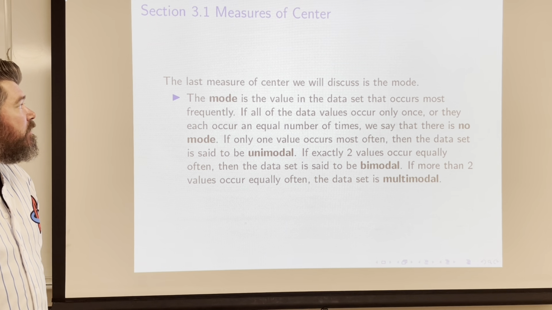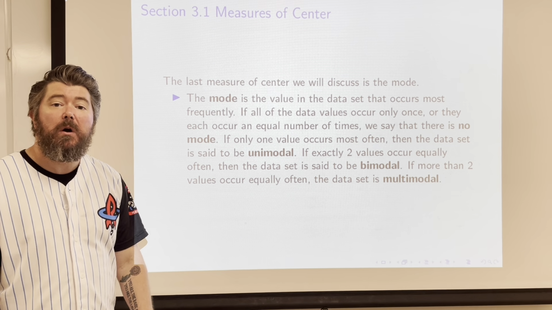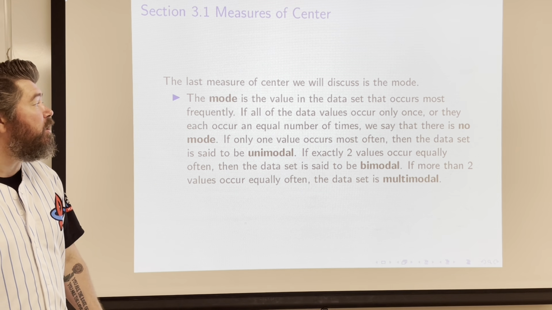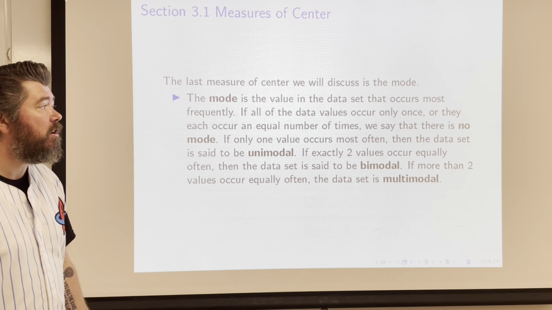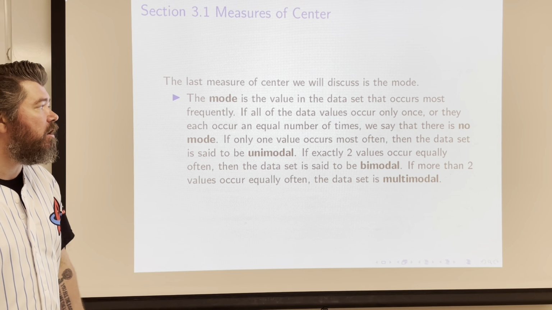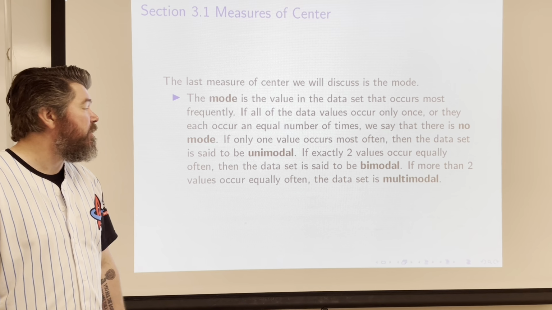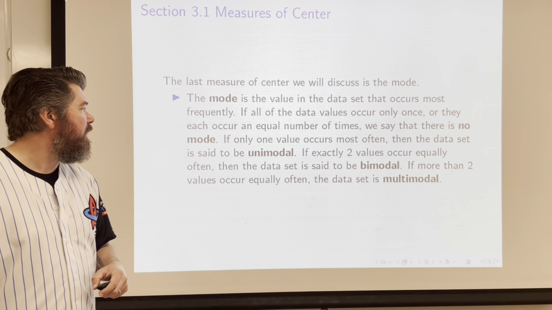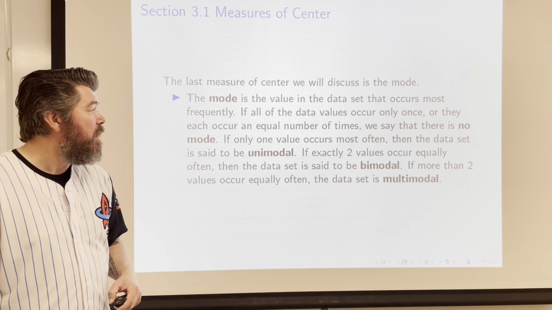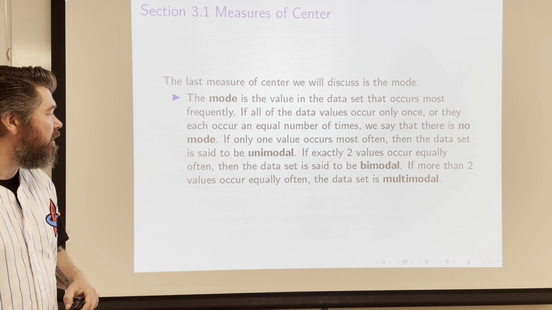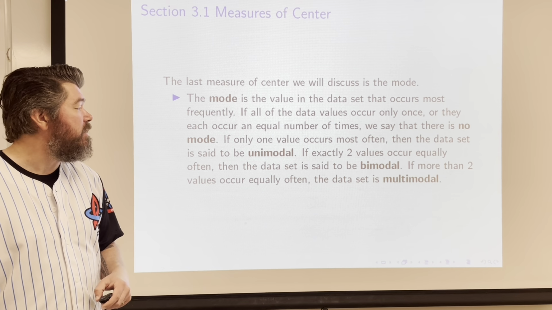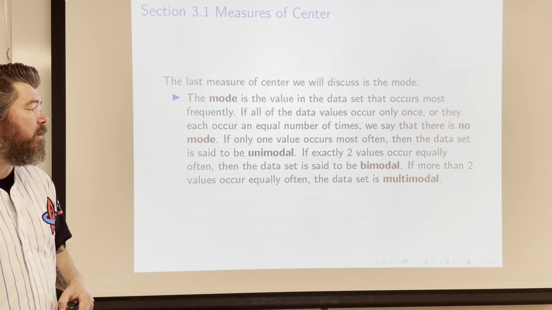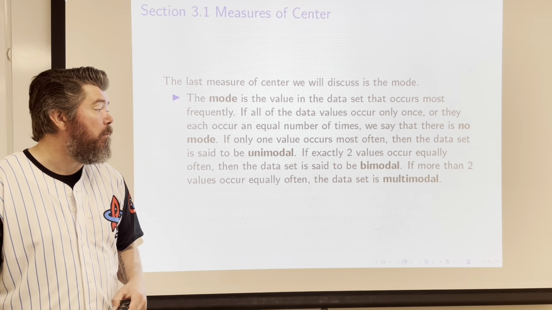And then finally, the last measure of center we will discuss is what we call the mode. The mode is the value in the data set that occurs most frequently. If all of the data values occur only once, or each occur an equal number of times, we say that there is no mode. If only one value occurs most often, then the data set is said to be unimodal. If exactly 2 values occur equally often, then we say the data set is bimodal. And if more than 2 values occur equally often, the data set is what we call multimodal.